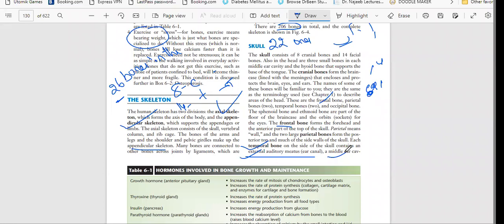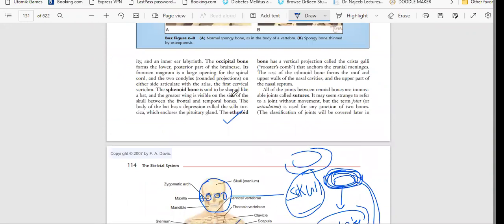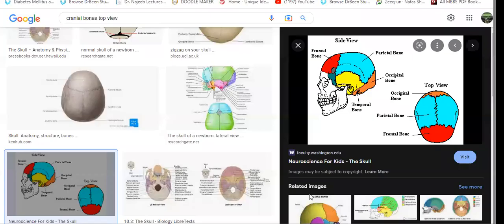So this is the frontal bone, the parietal bone, the temporal bone, and the last, at the backside of the skull, is the occipital bone. It forms the lower posterior part of the brain case. Its foramen magnum is a large opening for the spinal cord, and the two condyles on either side articulate with the atlas, the first cervical vertebra. In this image, this is the occipital, this is the parietal, this is the frontal, and this is the temporal. Here you can see the ear canal and the ear cavity.